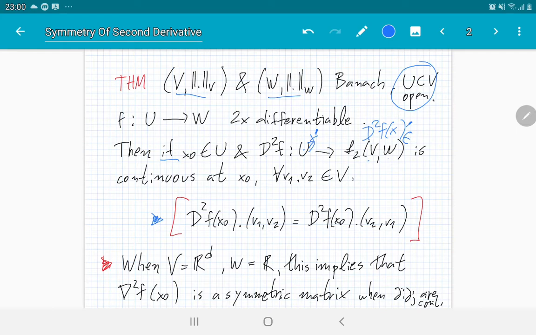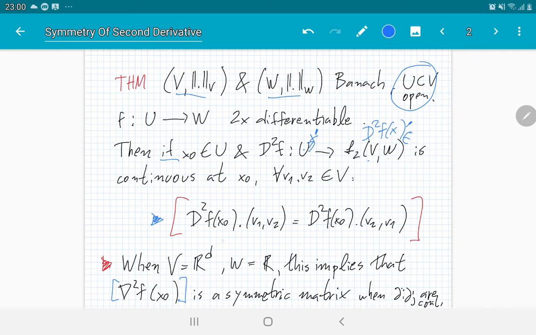So there's an important application of that to the setting of calculus, which we discussed at the end of the previous video. Remember that in that case we have the Hessian matrix, and the Hessian matrix defines a bilinear form. So the symmetry of the second derivative means that the Hessian matrix is symmetric. And that's whenever the partial derivatives of second order are continuous.